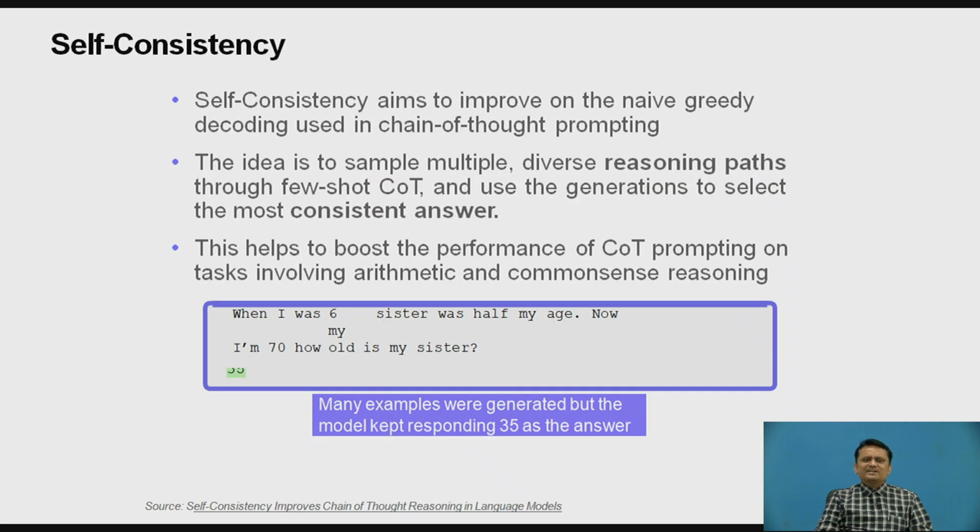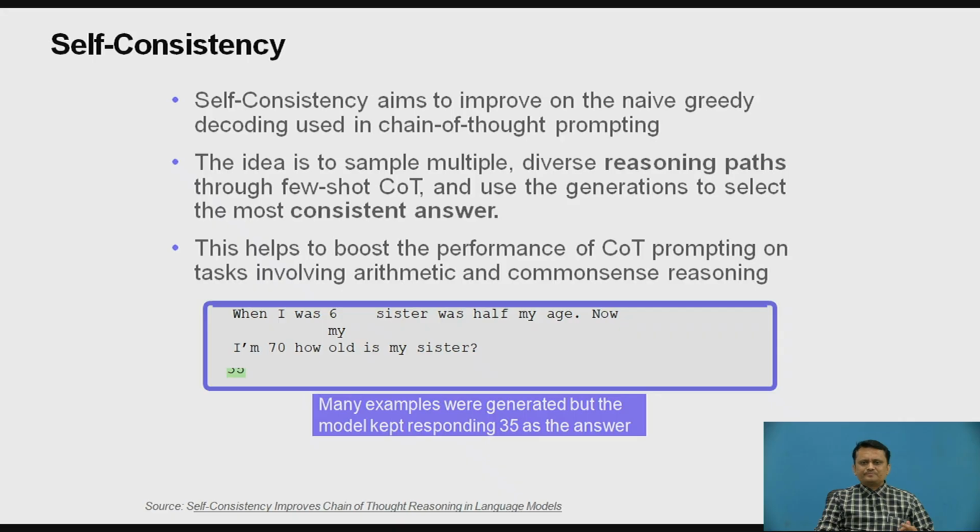Another thing is self consistency. Self consistency aims to improve on the naive greedy decoding used in chain of thought prompting. The idea is to sample multiple diverse reasoning paths through the few shot COT examples given, and use the generations to select the most consistent answers. So definitely this helps to boost the performance of COT.